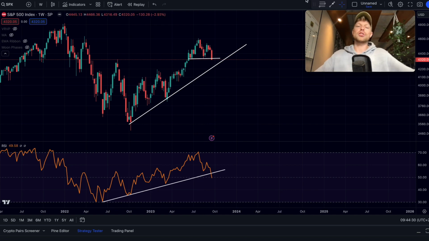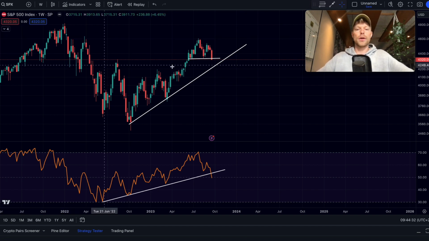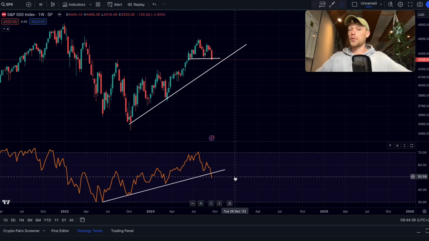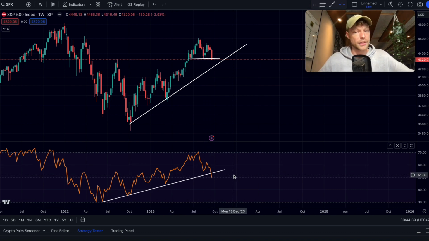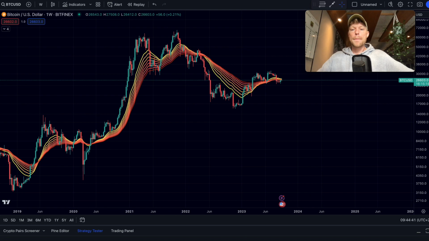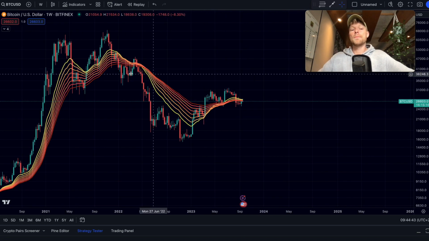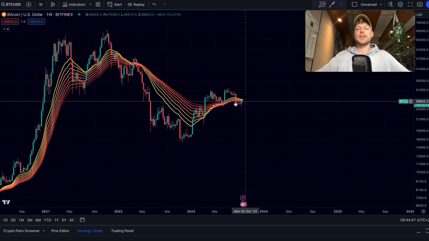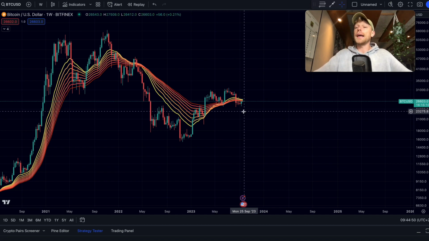So this tells a similar story as Bitcoin. We've got the S&P 500 coming down, most likely going further into this correction over the coming weeks ahead. Bitcoin is breaking below the EMA ribbon right here on the weekly time frame, showing us that momentum in the shorter term time frame is slowing down.